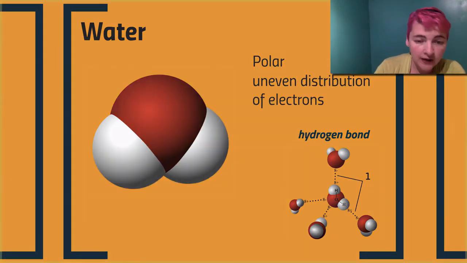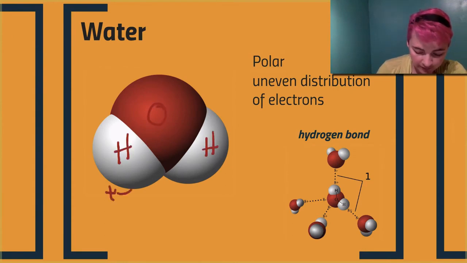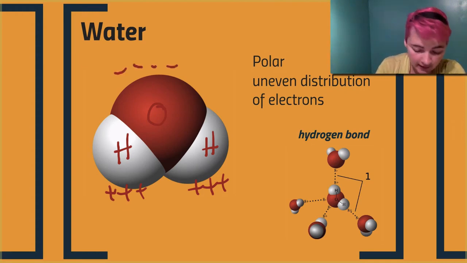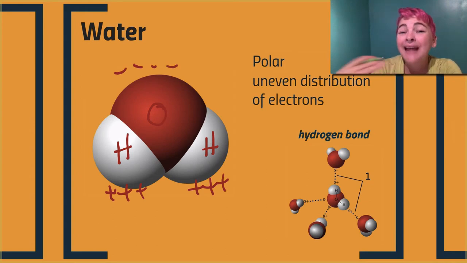If we were to draw in the charges on our water molecule, remember that this is oxygen and these two are hydrogen. Our hydrogens are going to be more positive because those electrons are going more towards the oxygen side, and the oxygen is going to be more negative. The more electrons you have, the more negative you are. The less electrons you have, the less negative you are.